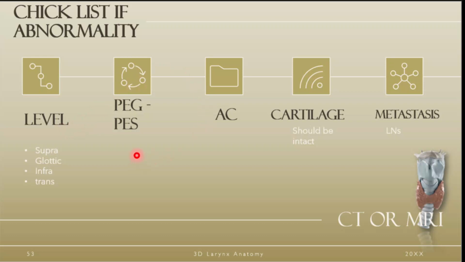We need to check the spaces, the epiglottic space, the paraglottic space. We need to check for the anterior commissure, which has only fat. We need to check if there is any cartilage invasion. And let me say a word or two about cartilage.